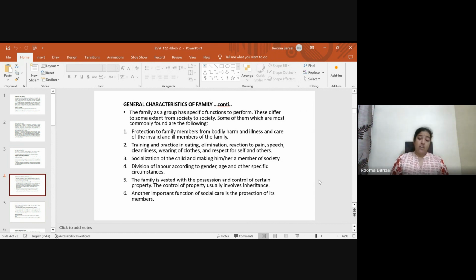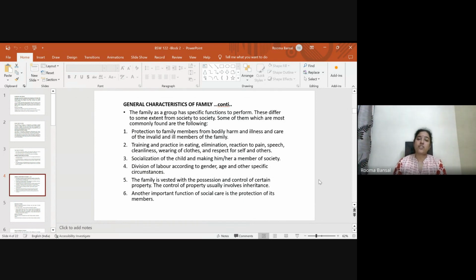Again, we get our eating habits from our family. We react to a certain situation. That is our feeling; we learn it from our family. Speech is language. Cleanliness is about hygiene. Wearing of clothes is how to dress up, what kind of dress we should wear. And respect for self and others means your culture, your values.